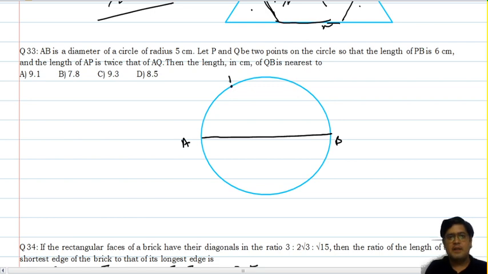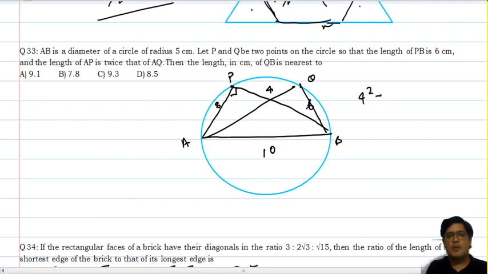Let me take P here. Let me take Q here. PB is 6. This is what? This is diameter 10. Now, we have covered this property a few minutes back. This angle will be 90. 6, 8 and 10 form a right angle triangle. We have been told that length of AP is twice of AQ. So AQ, guys, will be 4. And the question is, can you find BQ?